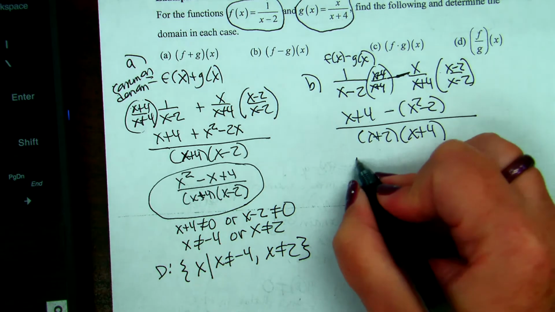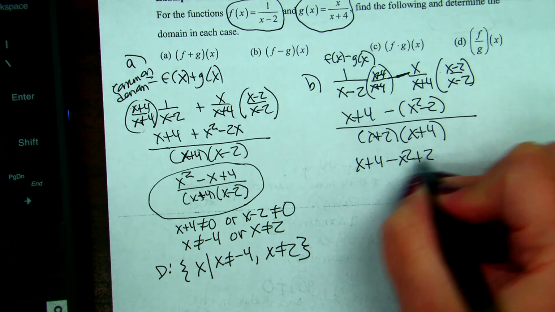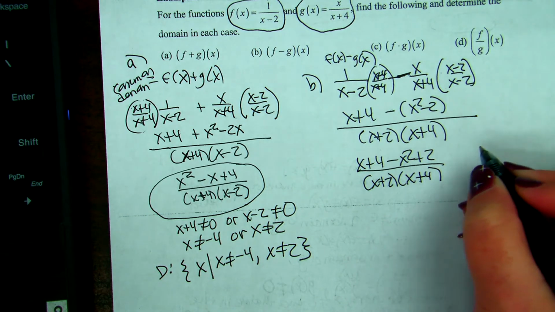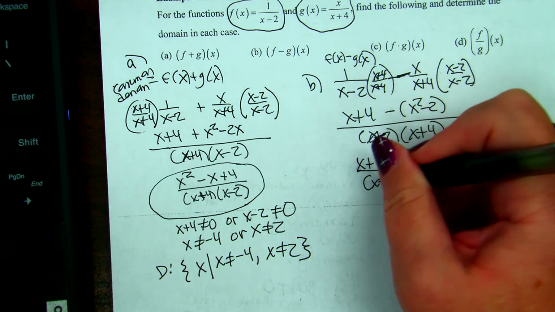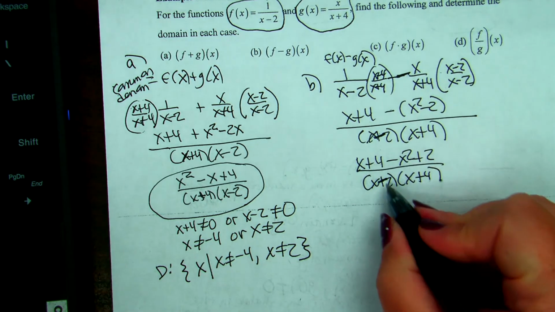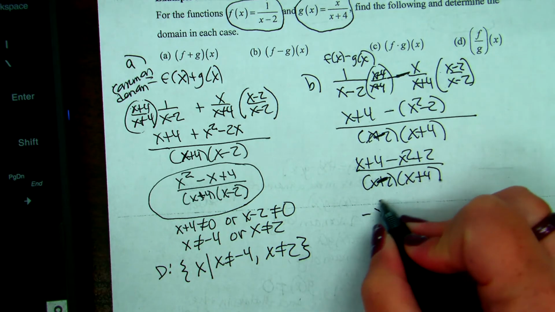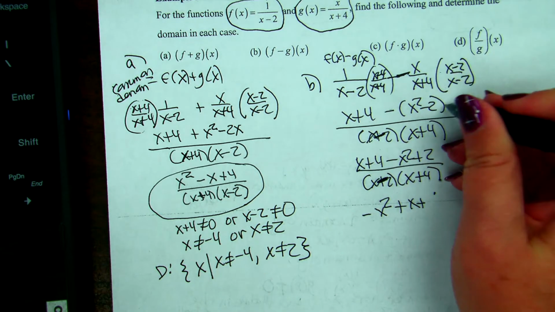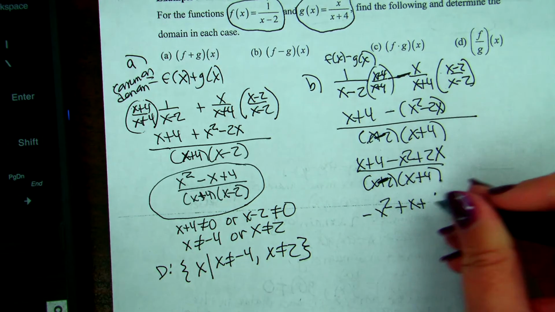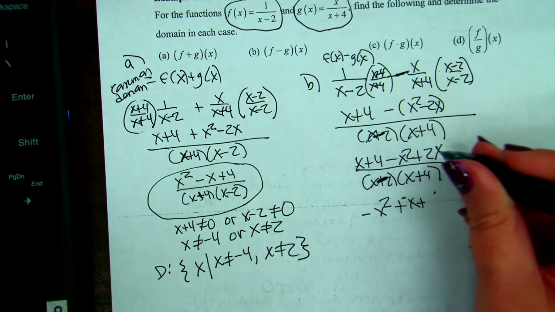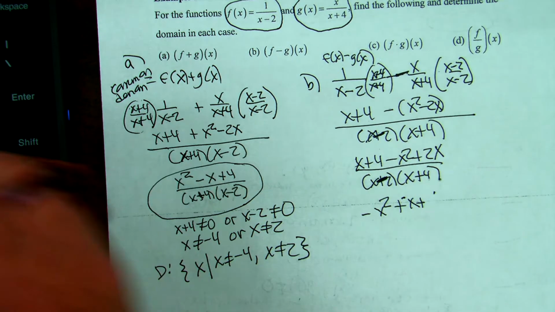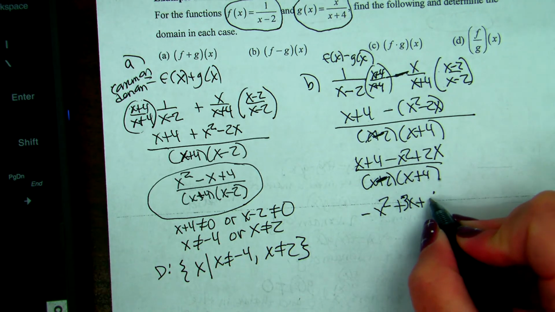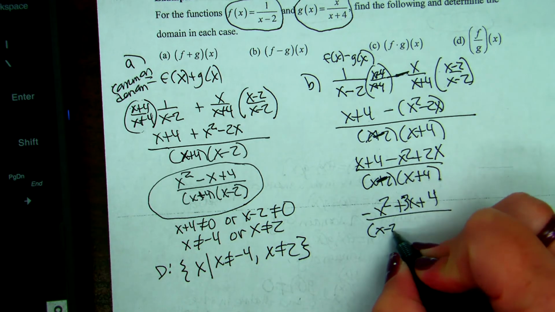So then we simplify. We get x plus 4 minus x squared plus 2x over x plus 2 times x plus 4. Is it x minus 2? I wrote x plus 2. x minus 2. So here we get negative x squared plus x plus... Oh, this is an x. So it's plus x plus 2x, is 3x, plus 4 over x minus 2 times x plus 4.